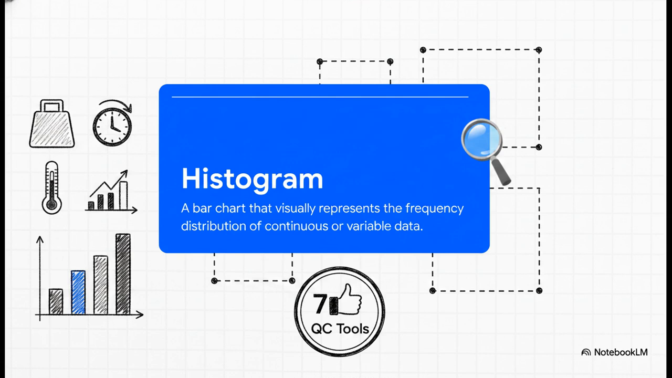Well, a histogram is basically a special kind of bar chart that shows you how often different values show up in your data. We're talking about continuous data here, things you can measure like weight, time, or temperature. It's one of the essential 7QC tools for a reason. It just makes complex data so much easier to get your head around instantly.